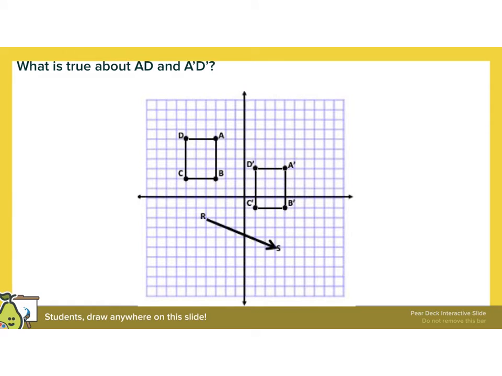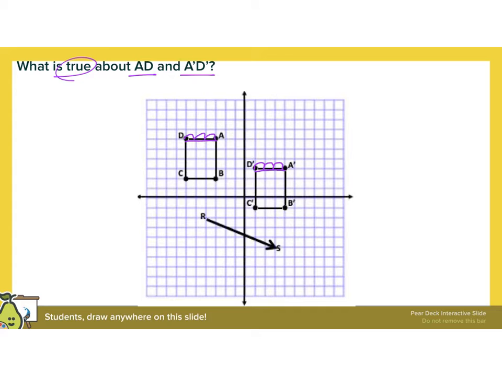Okay, so same example, but different question. Now the question is, what is true about AD and AD prime? So here is AD, and here is AD prime. So what's true? Well, the first thing I notice is that this is 1, 2, 3 units, and this is also 1, 2, 3 units.